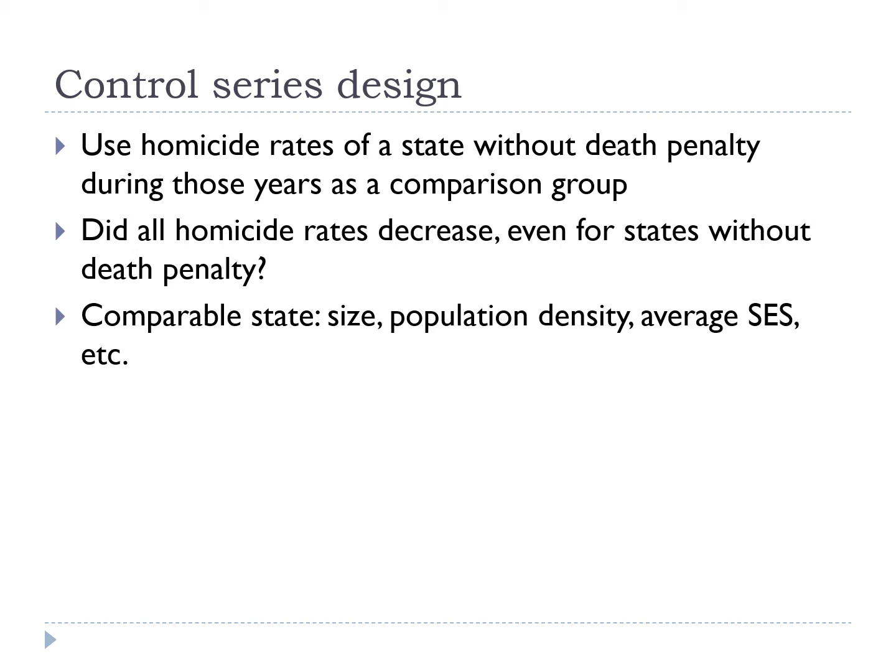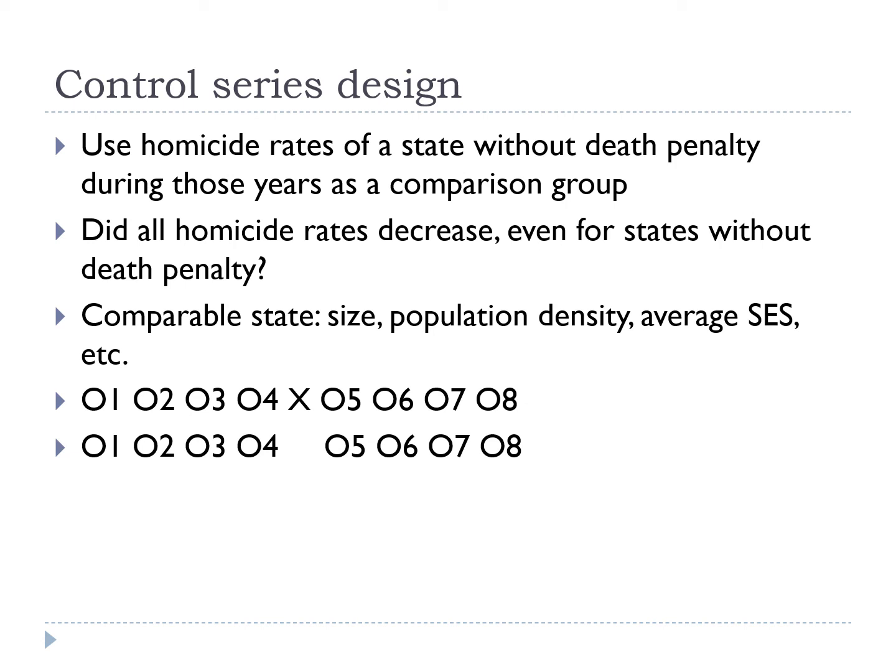And of course, you try to find a matching state. So the comparable state in terms of size, population density, average socioeconomic status, and so on. So this would be what that would look like in terms of instituting a policy and measuring things before in a series of time points and measuring things after, and then comparing it to a control group using those same time points of comparison, but that control group did not have that policy.